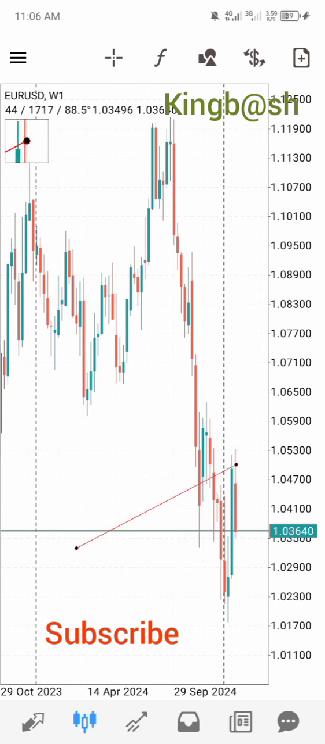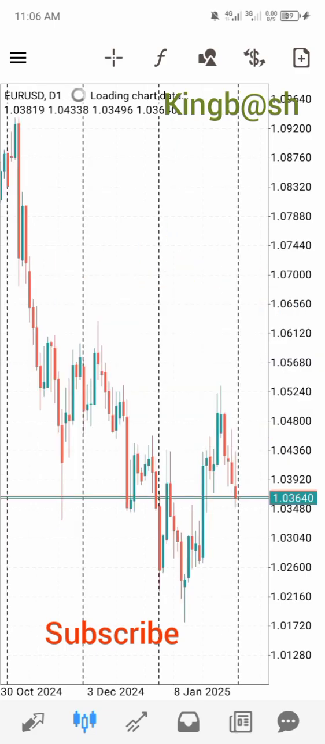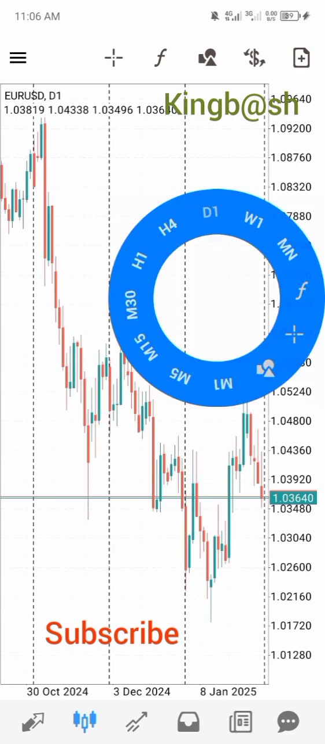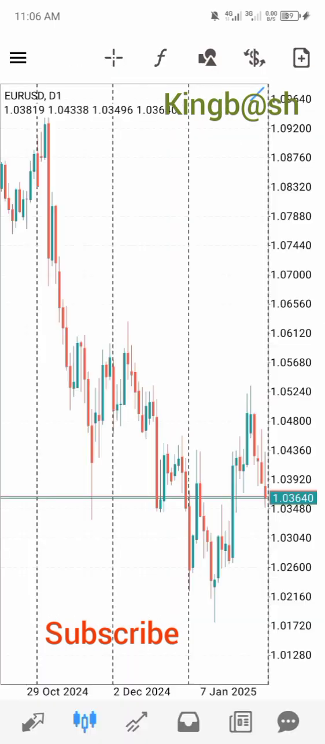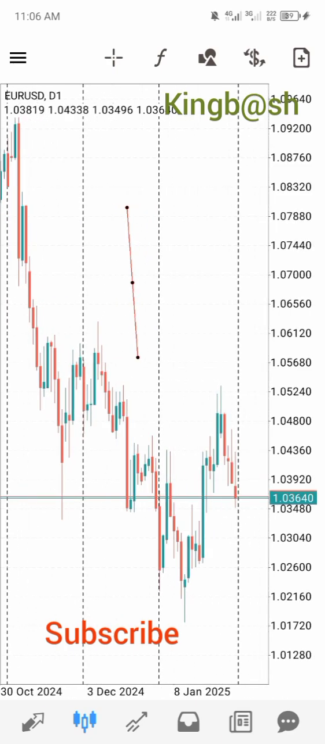So this is it from the weekly time frame. We are looking for sells. The trend is what? A downtrend. Now let's go to the daily time frame. Now on the daily time frame, what do you see? You can also see that price is making what? Lower highs and lower lows, the same price action. We told you that price is fractal, it repeats itself.